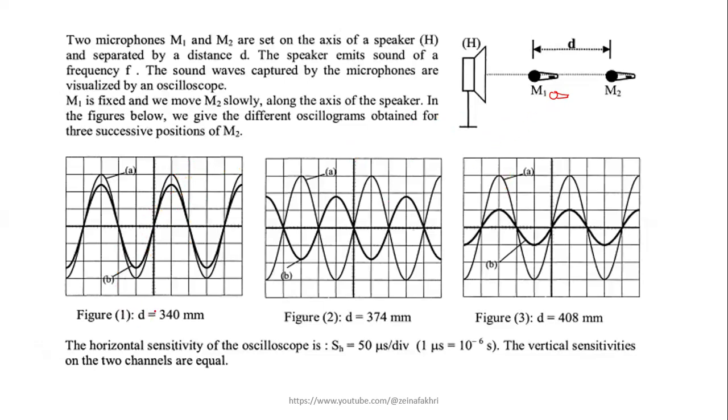For each distance between M1 and M2, this is for a distance of 340 millimeter, we have this figure. For the other distance of 374 millimeter, we have another figure. And for the third figure, we have a distance of 408 millimeter. Now, the horizontal sensitivity of the oscilloscope is S_H equal to 50 microsecond per division, and the vertical sensitivities on the two channels are equal.